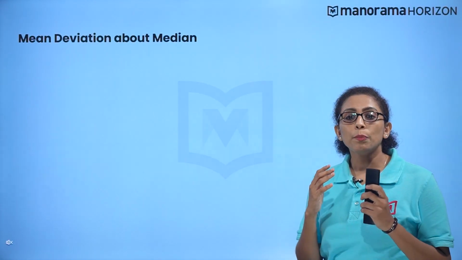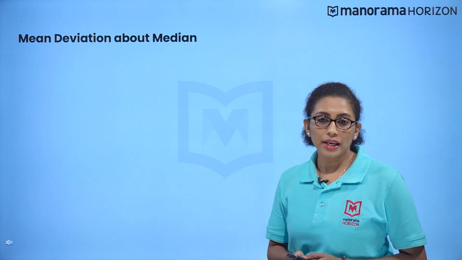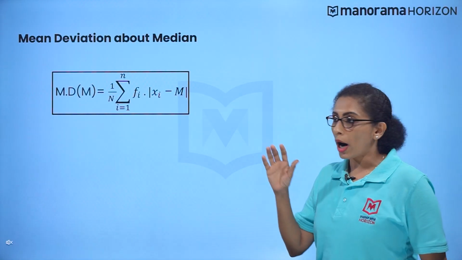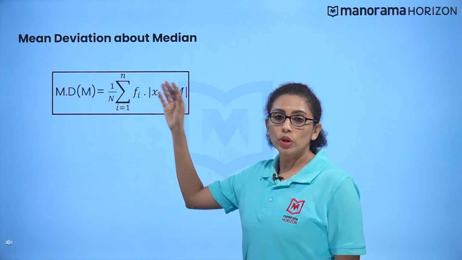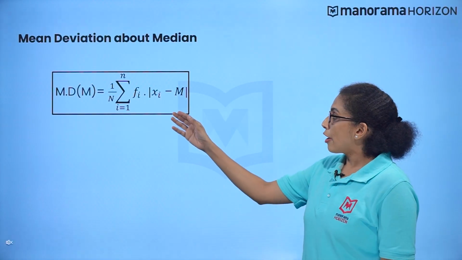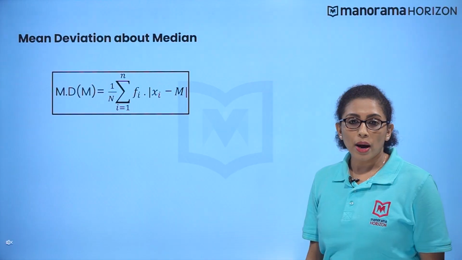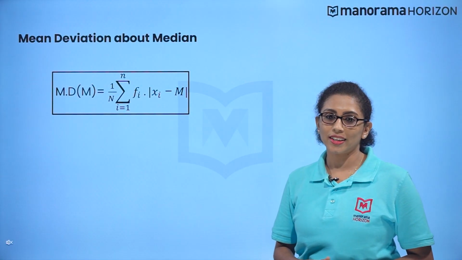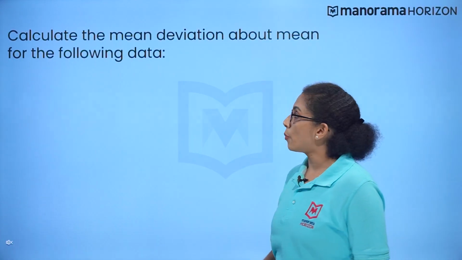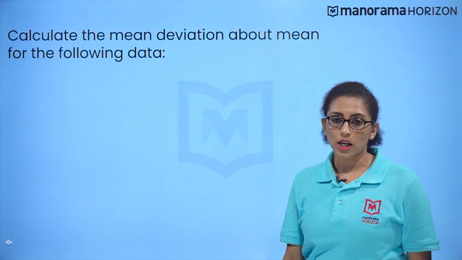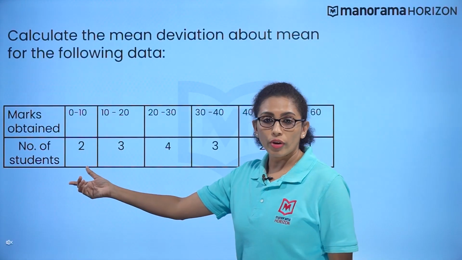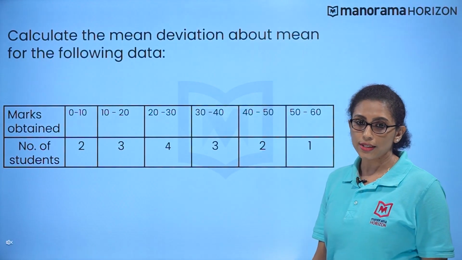Then we use the main formula to find mean deviation, that is mean deviation about median is equal to 1 by n summation i equal to 1 to n Fi into modulus of xi minus M. Let's see one problem for better understanding. Calculate the mean deviation about the mean for the following data. This is the data. It's a data showing the marks obtained versus the number of students.